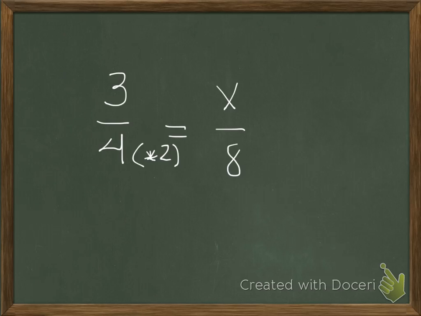And the multiplication rule states that whatever I do to the denominator, I must do to the numerator as well. So since I multiplied the denominator by 2, I need to multiply the numerator by 2. This would give me the value of x. X then equals 6.